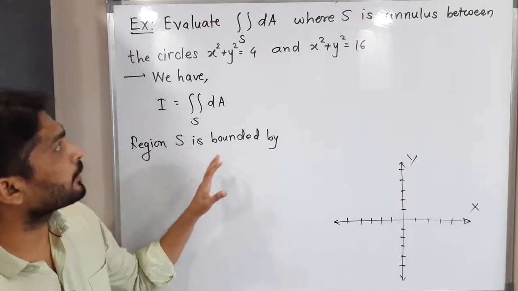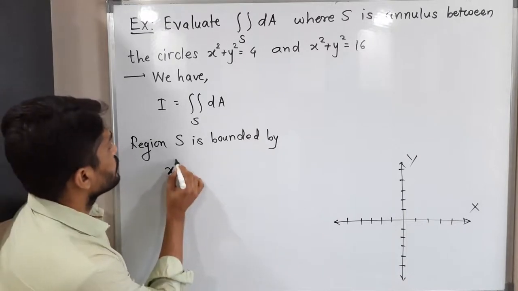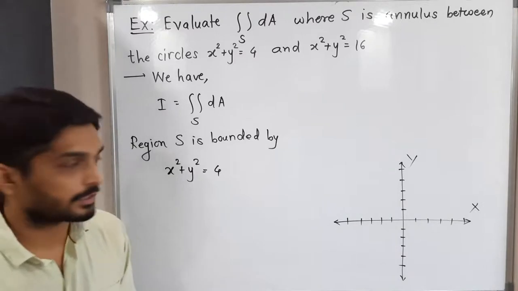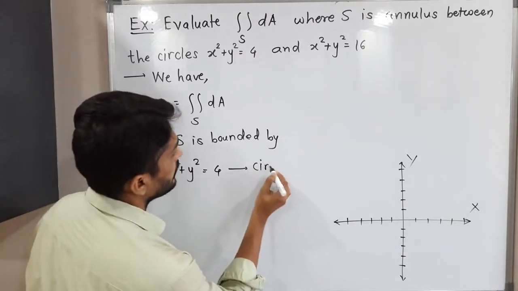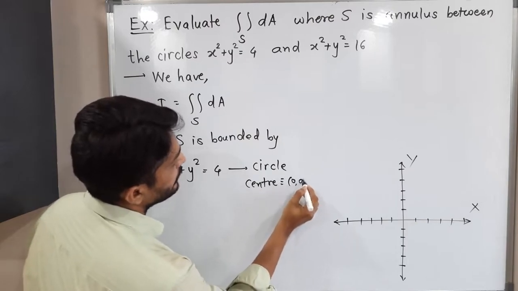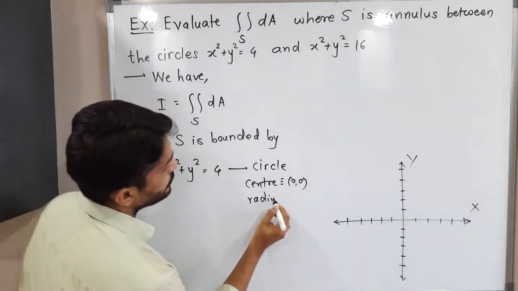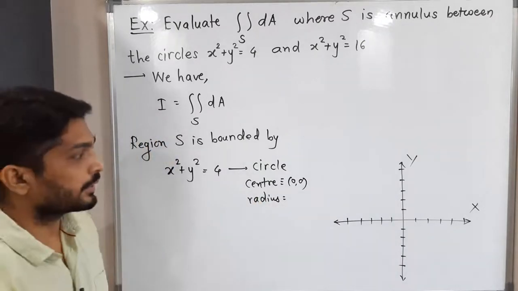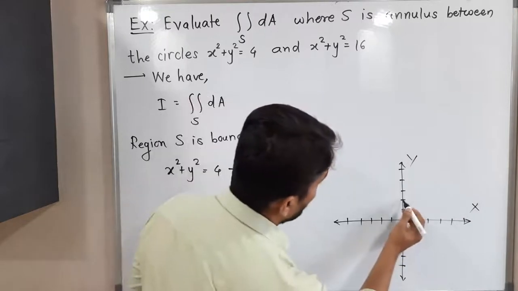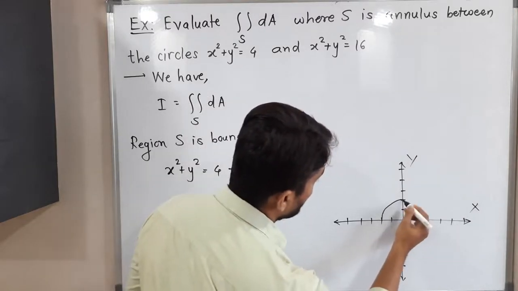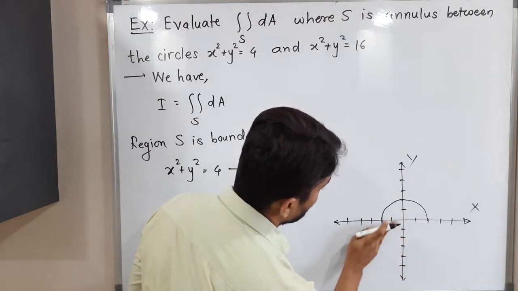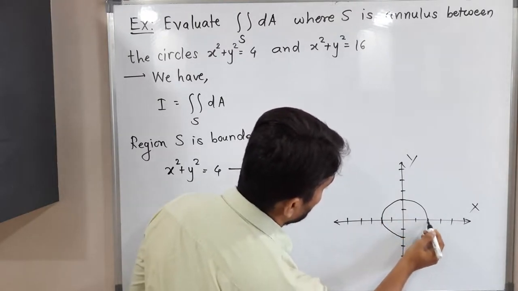Region S is bounded by x square plus y square is equal to 4. You know that this is the equation of a circle. It's a standard circle, so the center is 0, 0 and its radius: 4 is the square of 2, so the radius is 2. Let me draw a circle with center 0, 0, radius 2. I am drawing a rough sketch, so the circle will be like this.